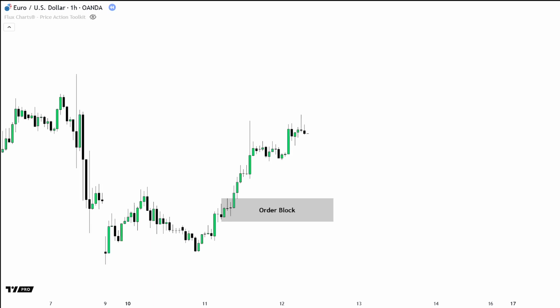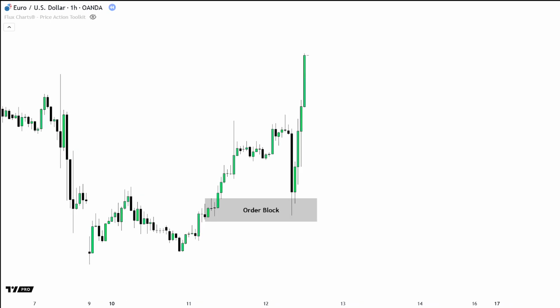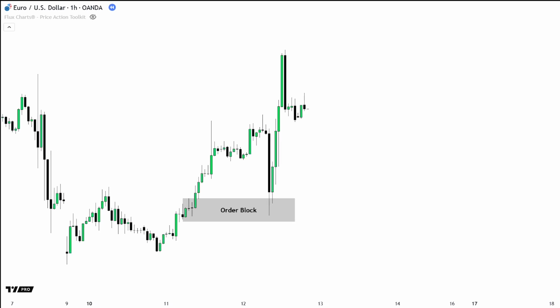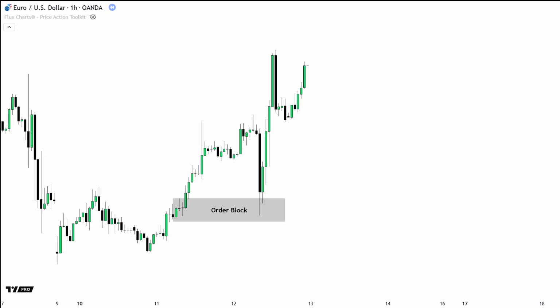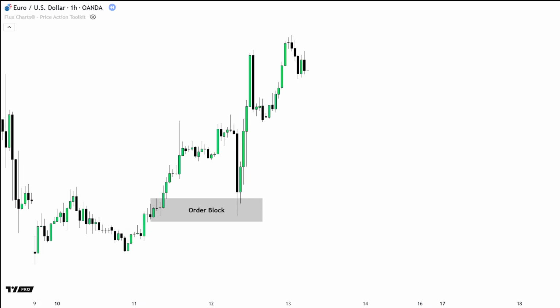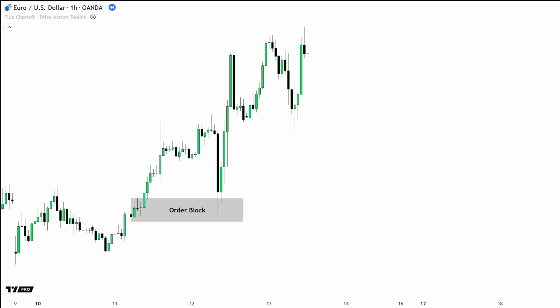When the price comes back to that same level in the future, it often reacts. Why? Because traders remember it. Big players might place more orders there again, and smaller traders might expect something to happen too. So these order blocks become hot zones, places where price might bounce or reverse, giving us potential trading opportunities.